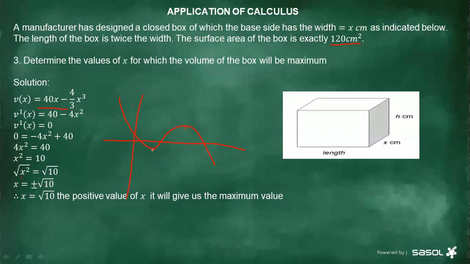And you can tell that the negative square root of 10 is the one that comes first, so it's going to be this one here. And here is going to be the positive square root of 10. That's the number we are looking for, because the question is very clear: for which x will the volume of the box be maximum. So we're looking for this one. Hence, x equals the square root of 10 is the solution for this one.